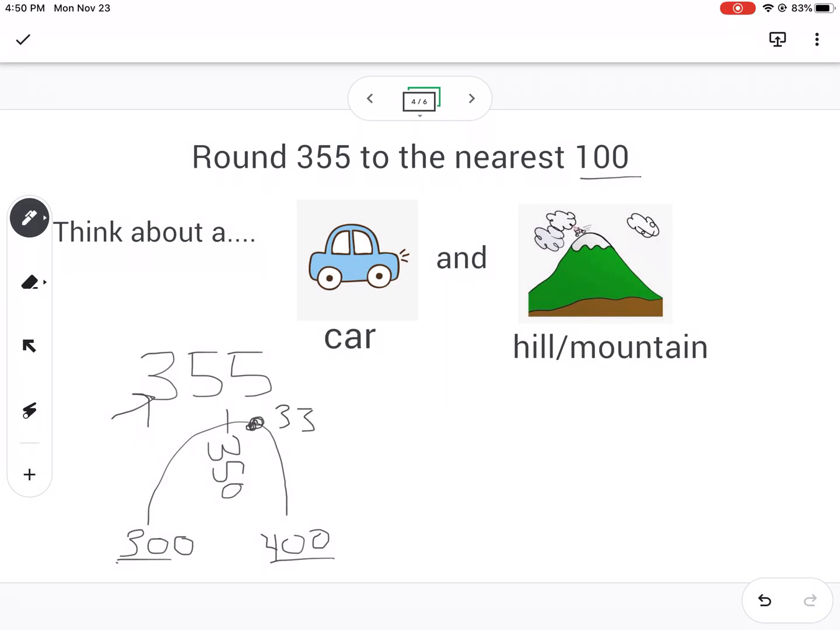Again, if I let my brake off, the car is going to come bloop down to 400. So 355 rounds to 400.